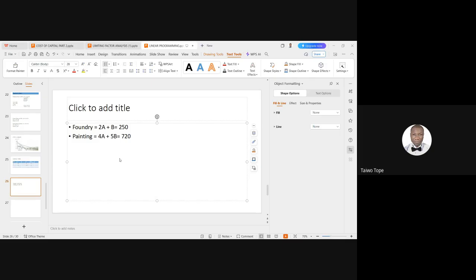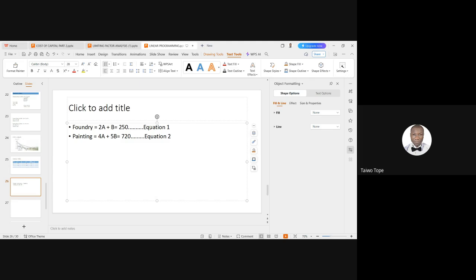So when you try to solve this, we are going to solve by trying to eliminate one of the variables. This will be equation 1, and this will be equation 2.